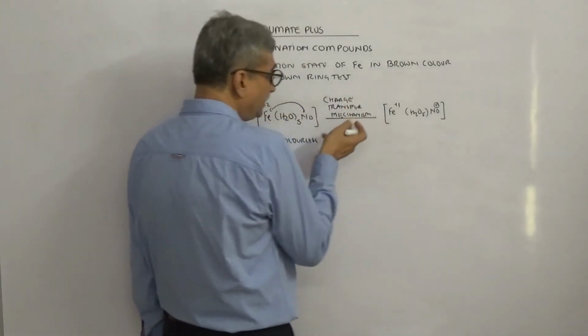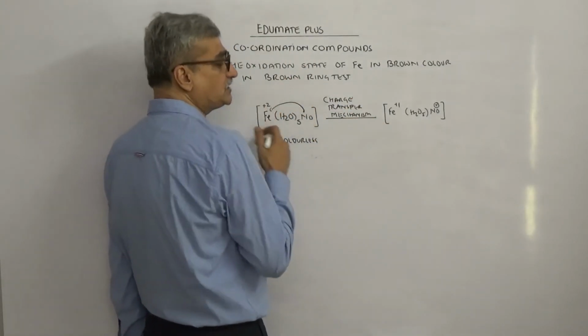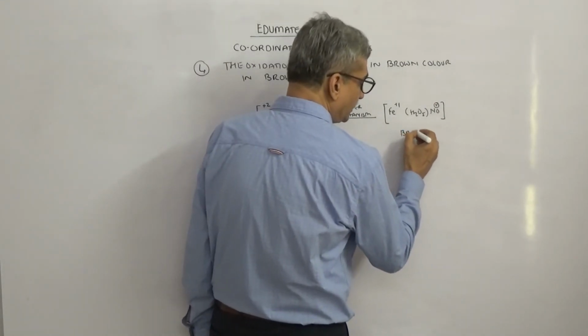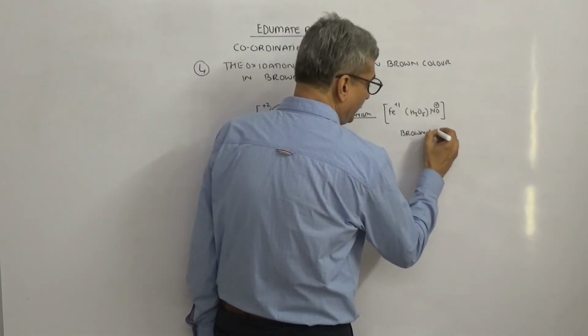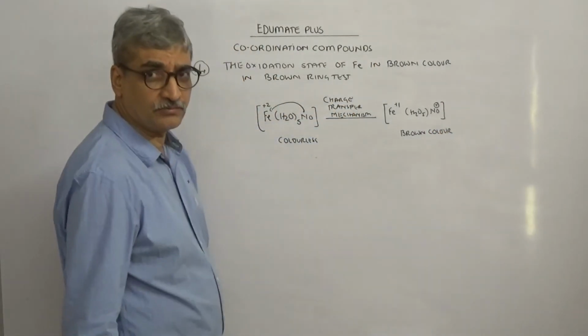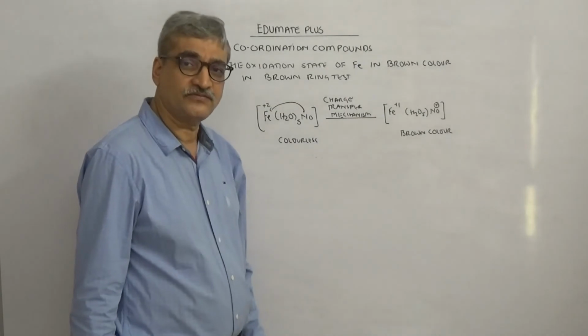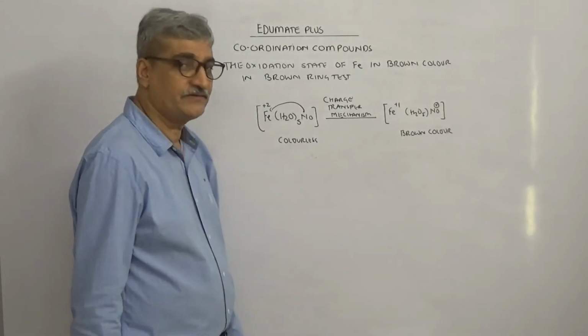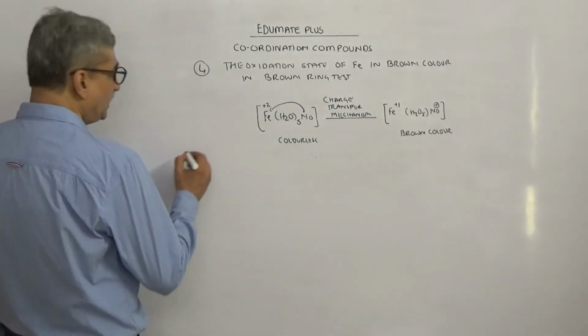This is colored because of this electron transfer, energy is absorbed, and that gives a brown color to the complex. So coming back to our question, if it is a complex with brown color, then Fe will have a charge of Fe plus 1. If it is colorless, then Fe will have a charge of Fe plus 2.